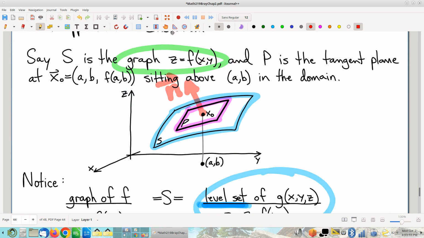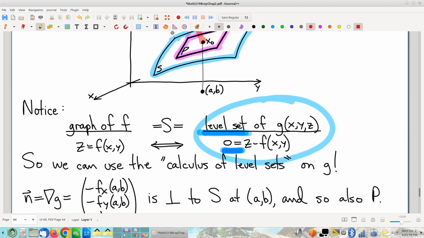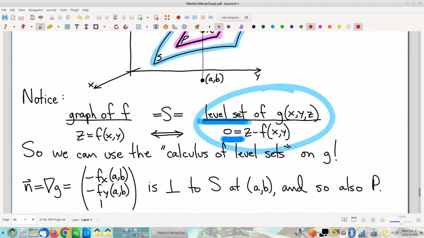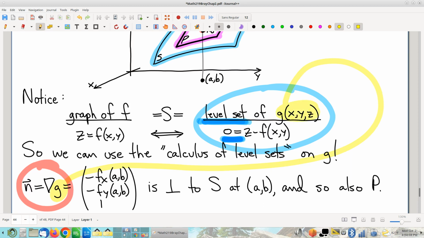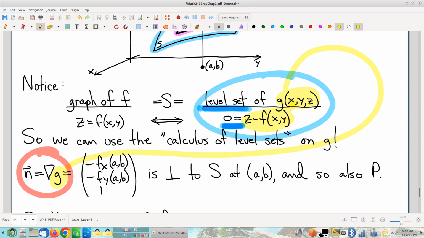Yeah. So you want to find that normal vector. The normal vector, you can just compute the gradient. And now, to be clear, you compute the gradient of the function whose level set you're talking about. So this function g, not f. My surface is the graph of f, but my surface is a level set of z minus f. Right? So not f itself. And so you compute the gradient, and it's kind of all downhill from here.